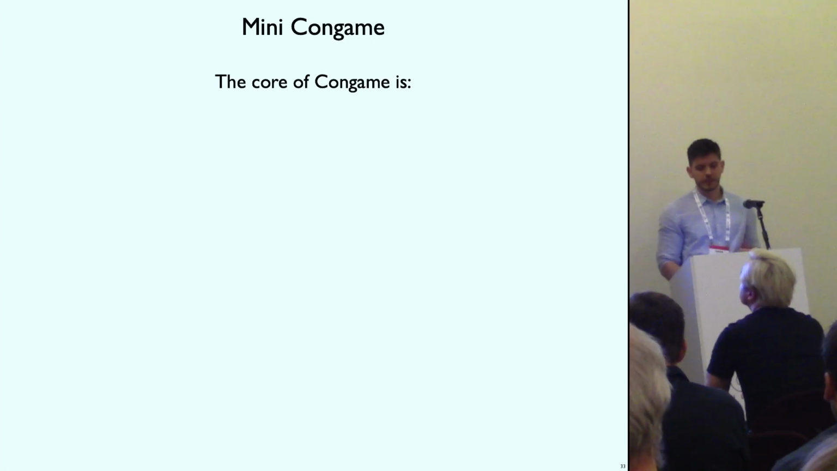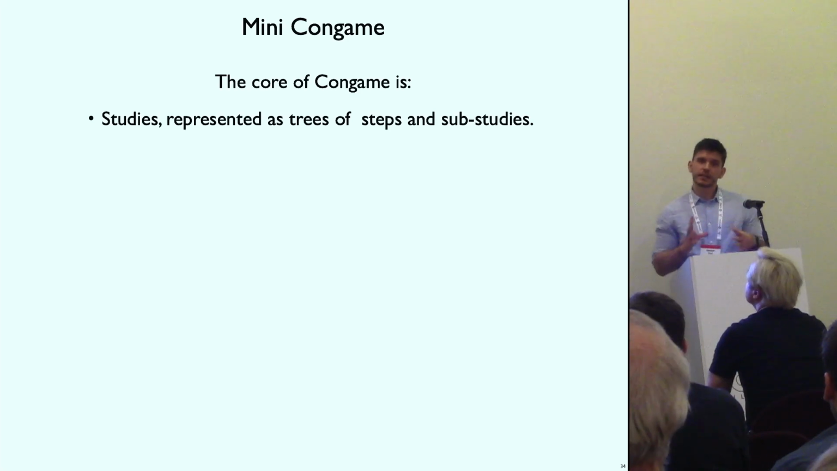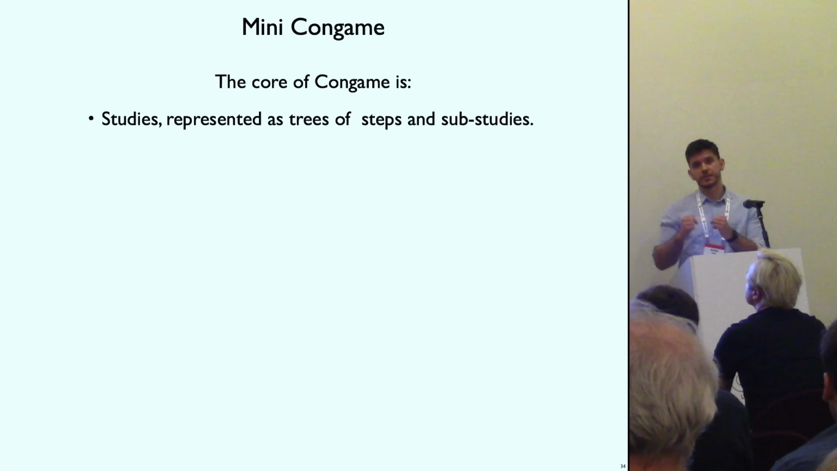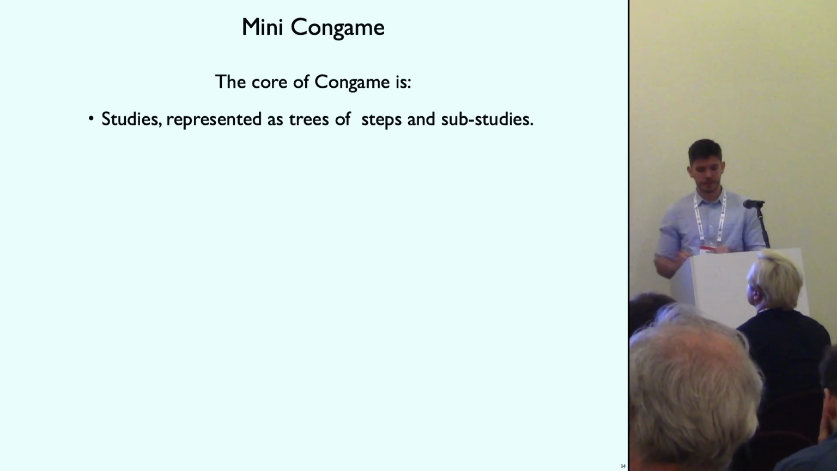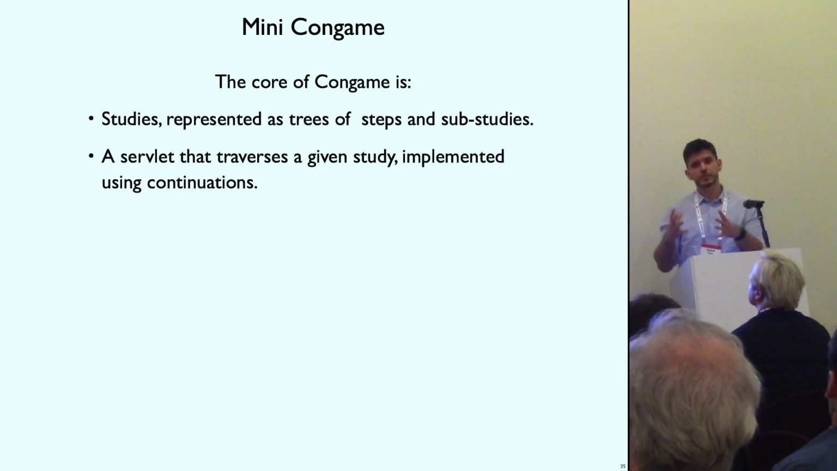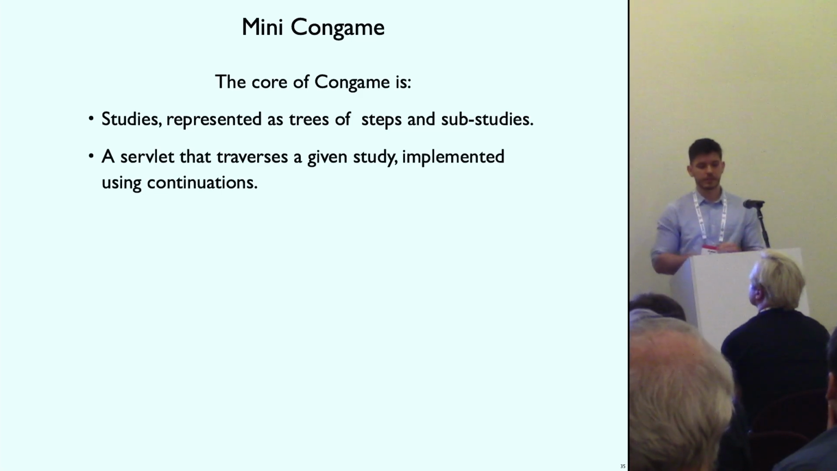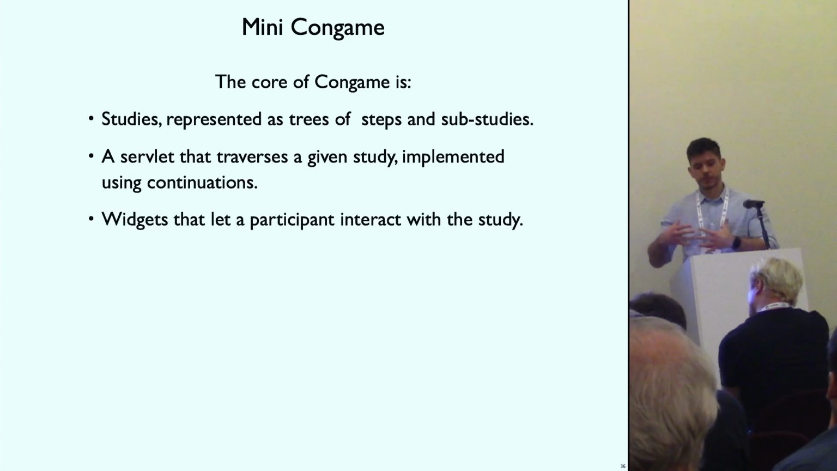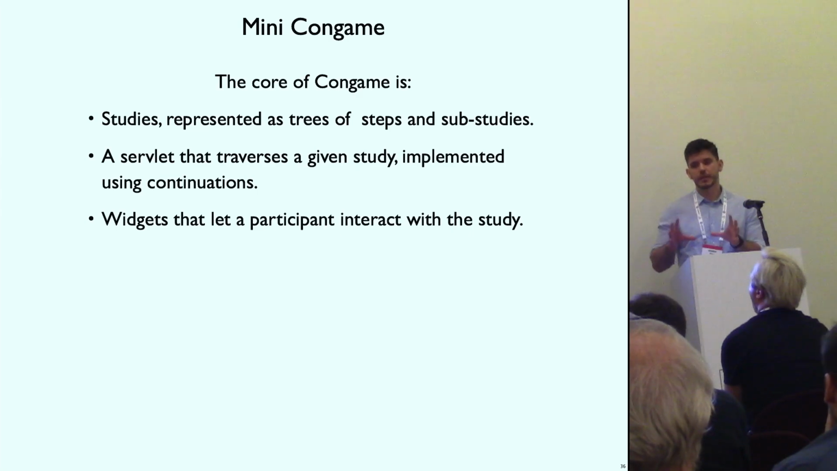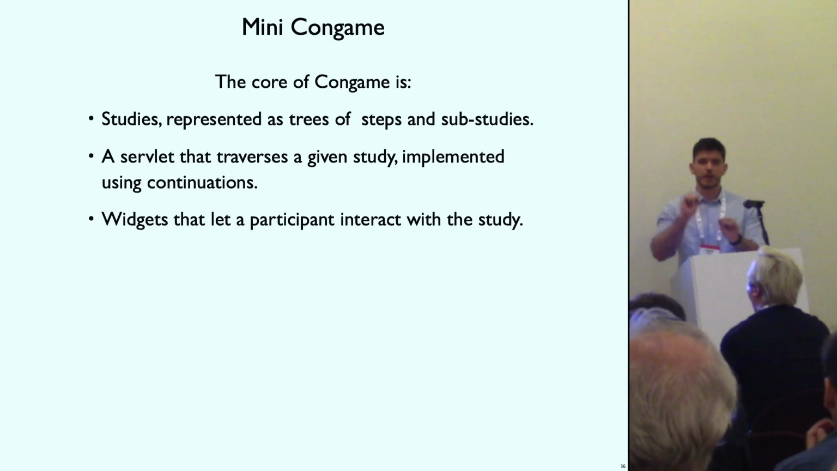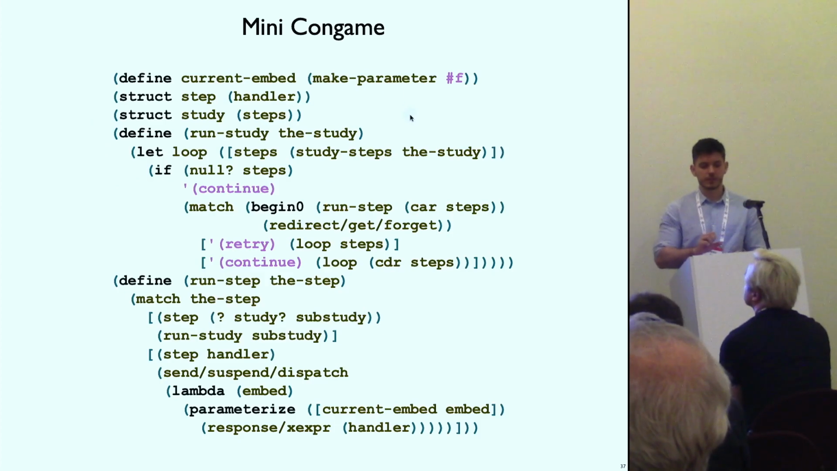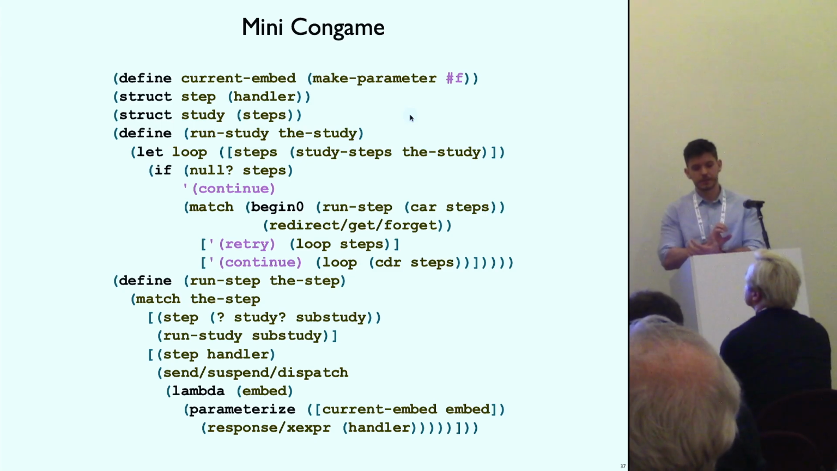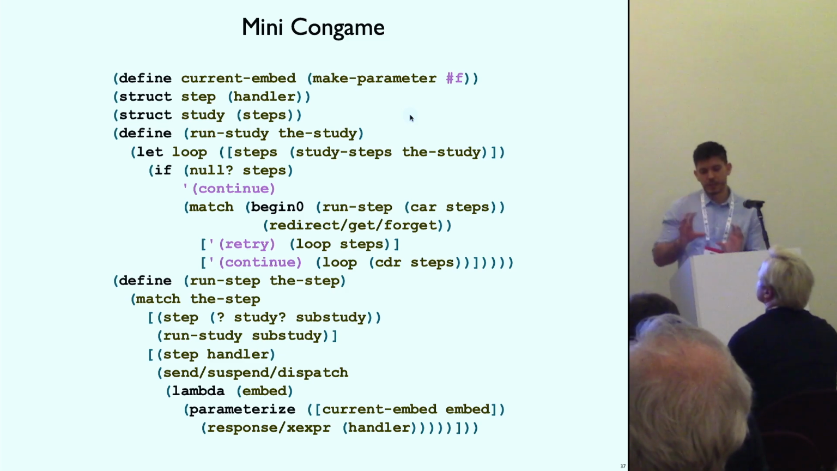And so to reiterate, the core of Congame is studies that are represented as trees of steps, which are simply functions that generate HTML, and other sub-studies. And then on top of that, we have a servlet that traverses a study object, and this is what we implement using continuations. And additionally, we have these things that we call widgets, and they are what let a participant interact with the study. And you'll see what I mean in a second. And this is a full implementation. This is everything you need in a language that gives you continuations to implement this mini version of Congame.